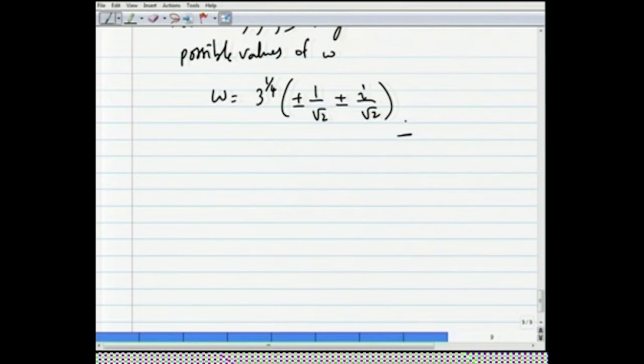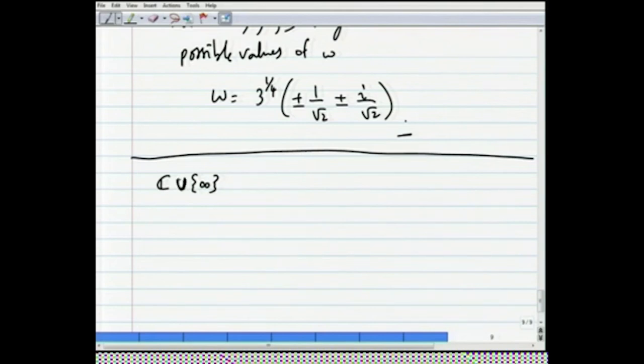So De Moivre's formula can be used to solve this example, or to find nth roots of a certain complex number in general. Next, we are going to need the notion of the complex plane with the point at infinity. So far we have this complex plane, and then what we can do is add one point at infinity. This gadget will be useful to discuss continuity of certain functions as these functions tend to 0, tend to infinity.